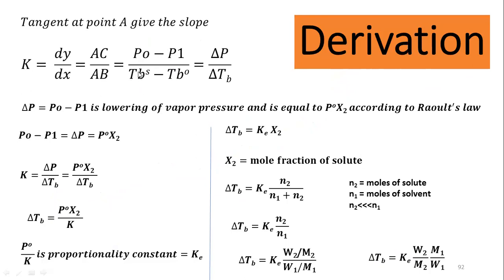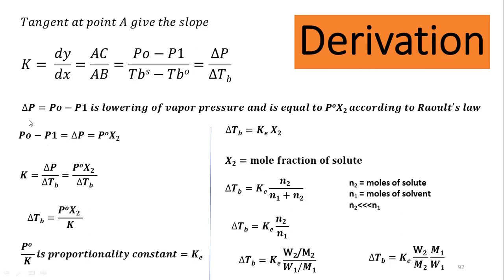High vapor pressure minus low vapor pressure, and the boiling temperature of the solution minus the boiling temperature of the pure solvent. This is the change in the vapor pressure, called delta P. This is the change in the temperature, called delta TB, and this temperature is actually the boiling temperature. That's why I'm using the small b over here. This is not just a difference in temperature, but the difference in the temperature of the boiling point.